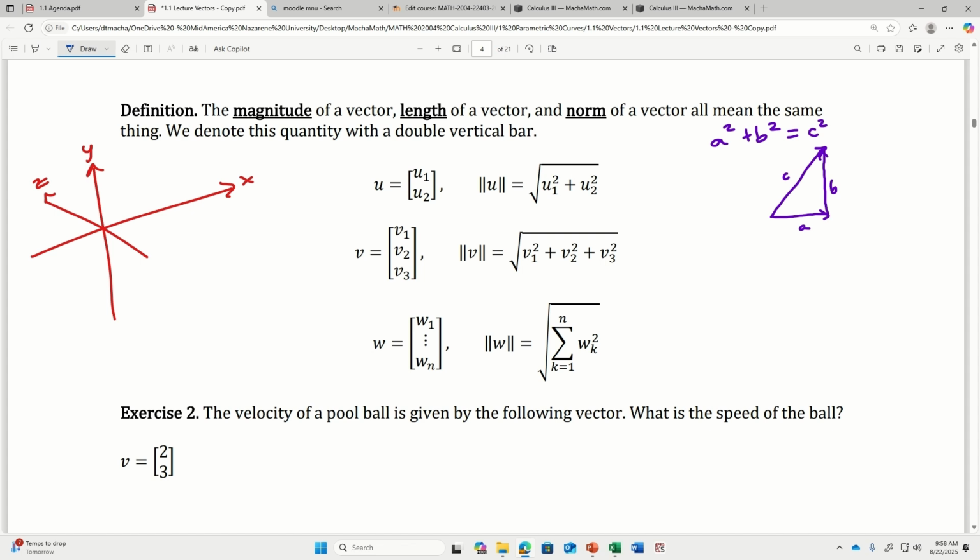If the velocity of my pool ball sitting on a pool table, so that's like a 2-dimensional flat space, is given by this vector, what would be the speed? Just root 13. Yeah, it would just be the norm of that vector. So it would be 4 plus 9, the square root of 13. So that's one real-life application of the norm idea, that if you take the norm of a velocity vector, you get the speed.